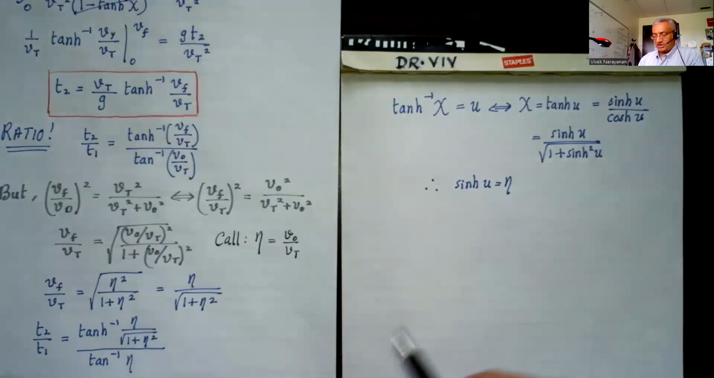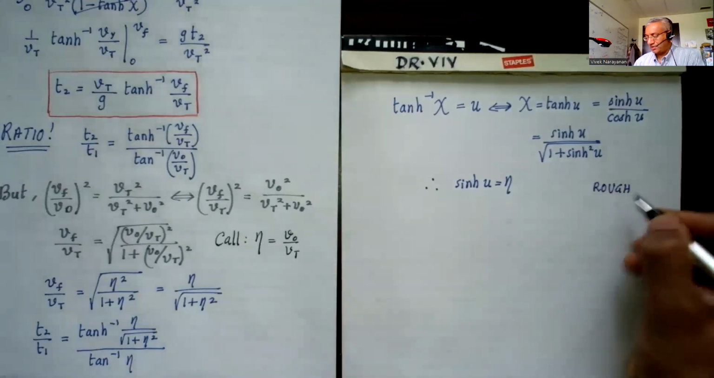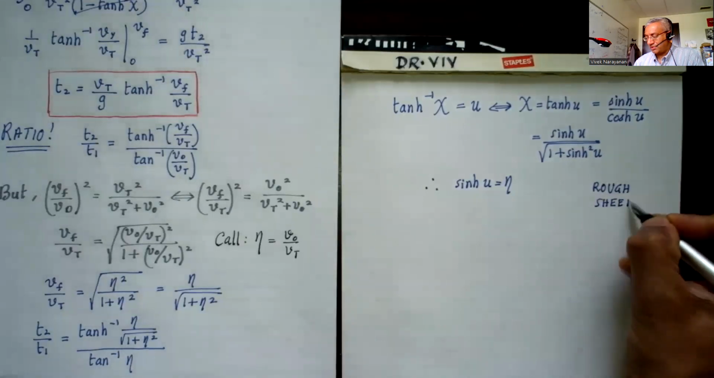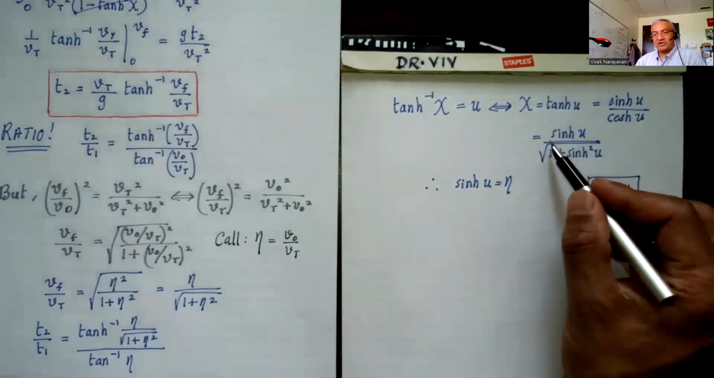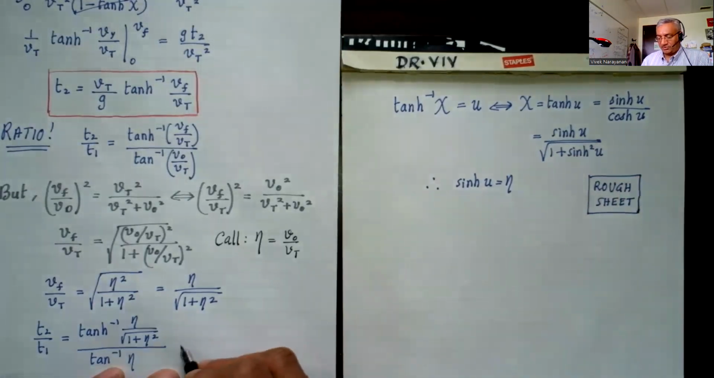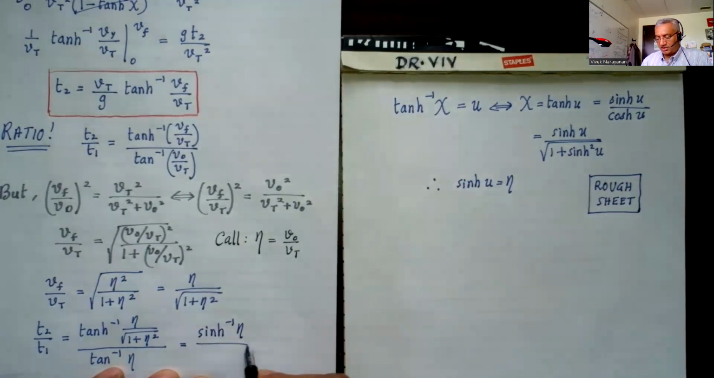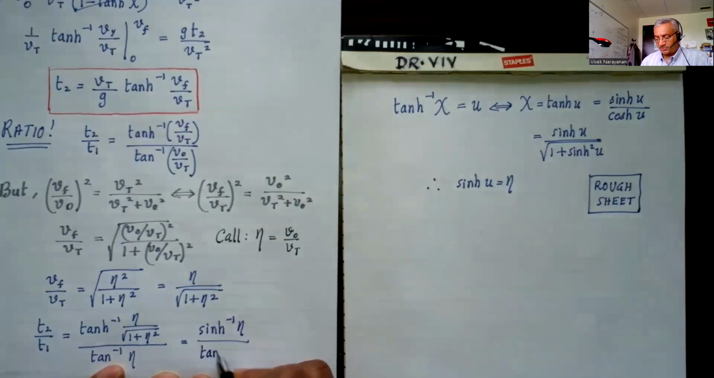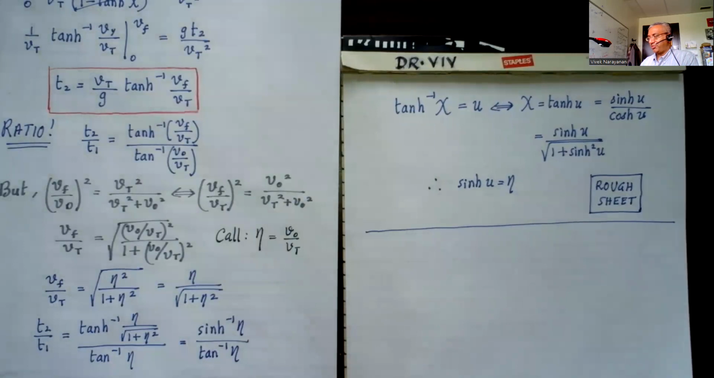Okay, so this whole thing, this is a rough sheet. It is to show you that when you have eta over square root of 1 plus eta squared, what you actually have is inverse sinh eta over tan inverse eta. So that's a much nicer looking thing. I'll bring this rough sheet back at some later point.